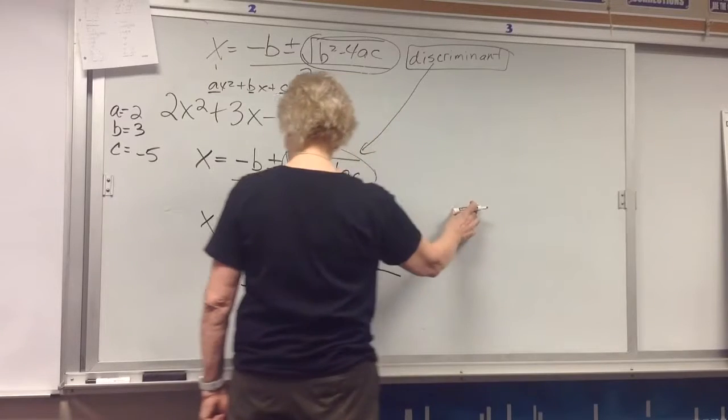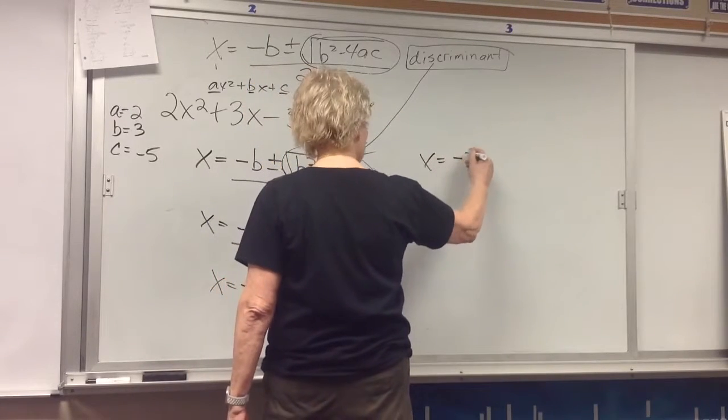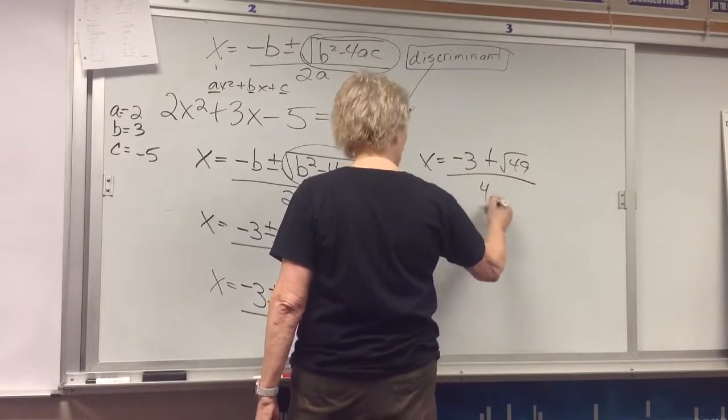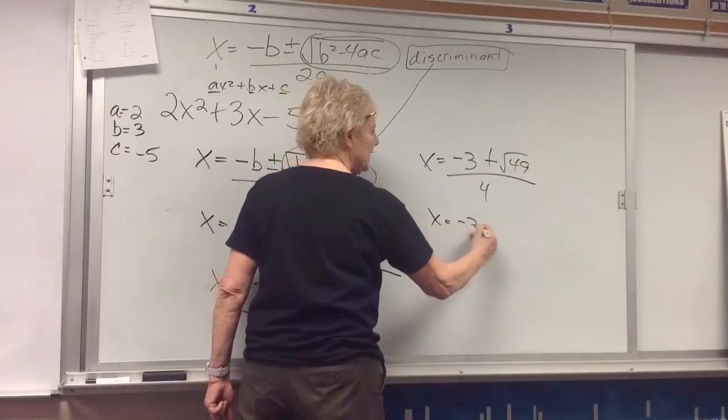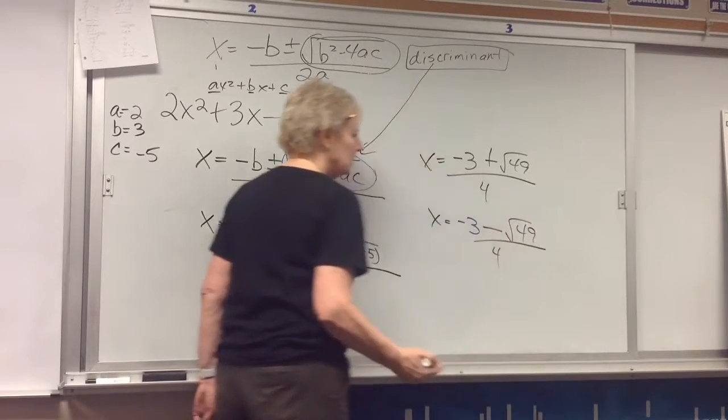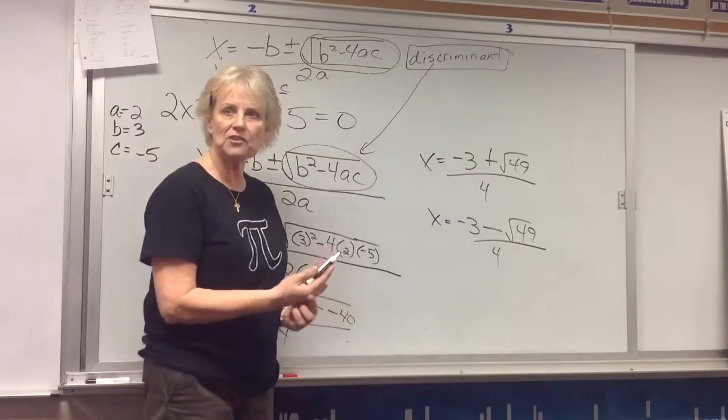All right, so x equals negative 3 plus the square root of 49 over 4, and x equals negative 3 minus the square root of 49 over 4. So we have two possible answers.